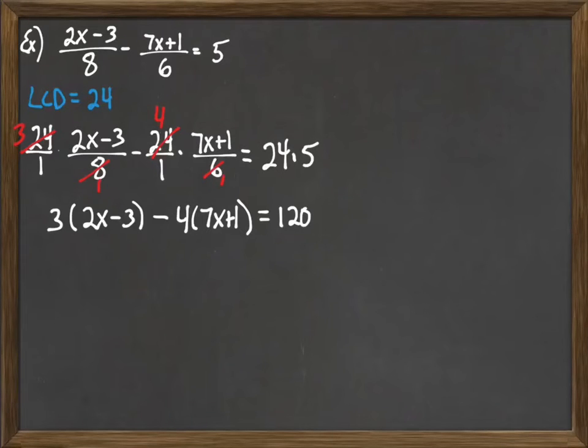So at this point, we can start to simplify. Remember, we have our distributive property at our disposal, so we can take that 3 and distribute it through. 3 times 2 is going to give me 6x. 3 times minus 3 is going to give me minus 9. When I come to the second fraction, that's a minus 4, so it's going to distribute not just the 4, but the minus sign. So minus 4 times 7x is a minus 28x. Minus 4 times positive 1 makes that a minus 4. Equals 120.